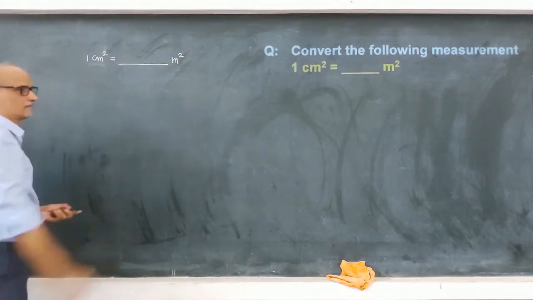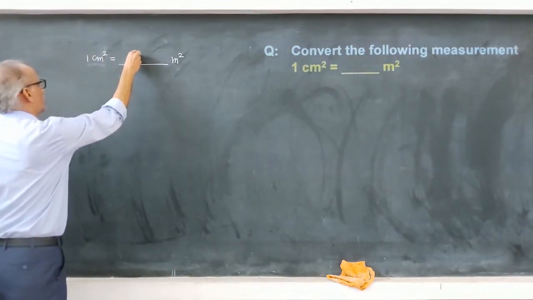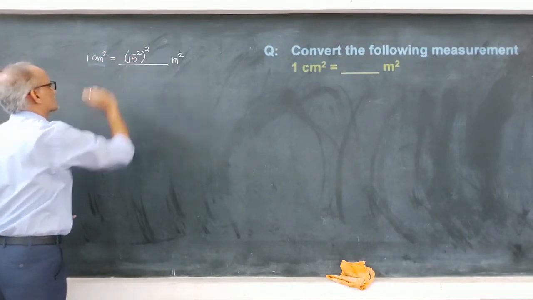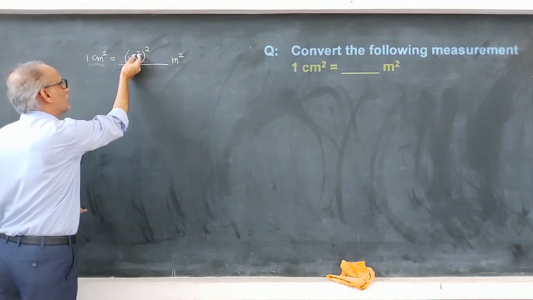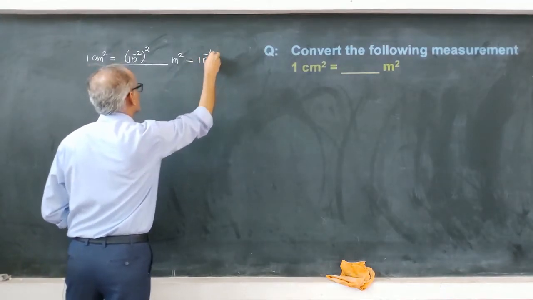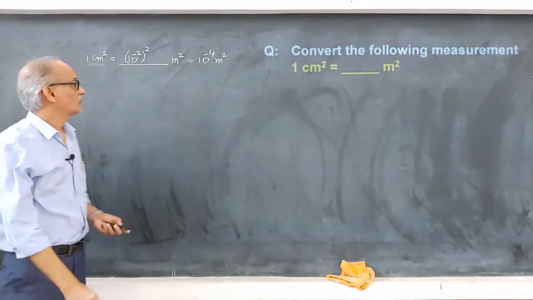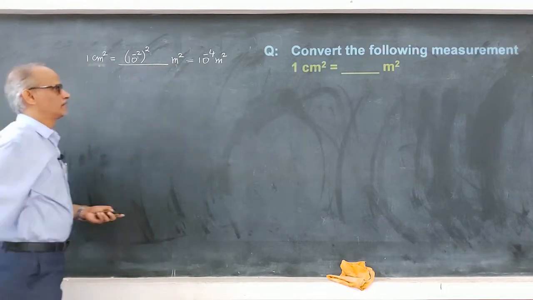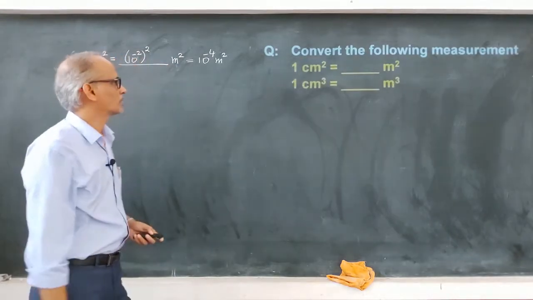First, centi. What is 1 centi? 10 to the power minus 2. But that is a square, no? So take the square of it. When I say square here, you have to basically multiply the powers. Minus 2 into 2 is minus 4. So 10 to the power minus 4 meter square. That's how we can convert 1 centimeter square to meter square with the help of the prefixes. Are you clear with this? Okay, let's see more questions.